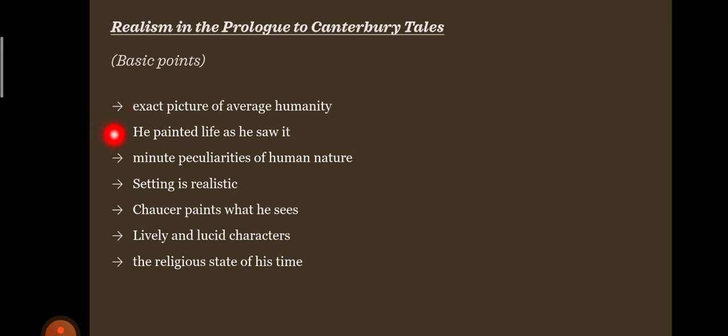The second point is he painted life as he saw it, and he saw it with such an observant eye that it seems that he was viewing all the events and the characters through a kaleidoscope.